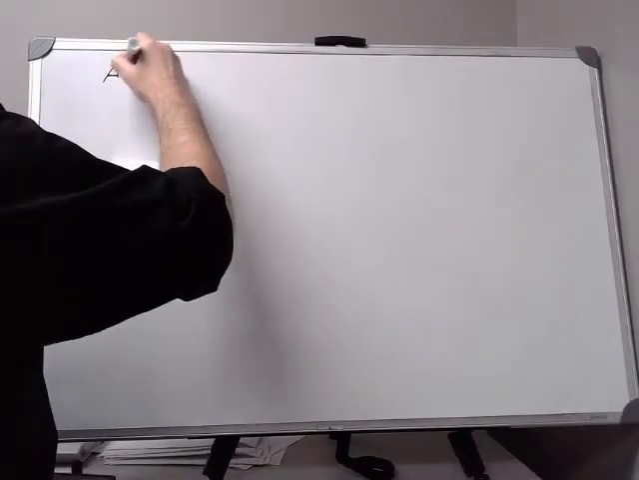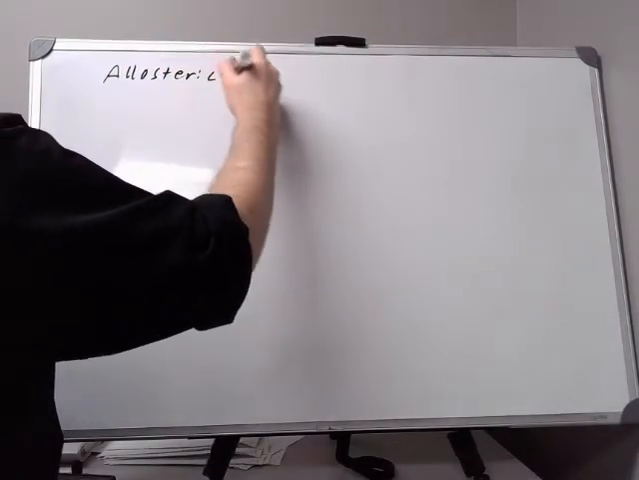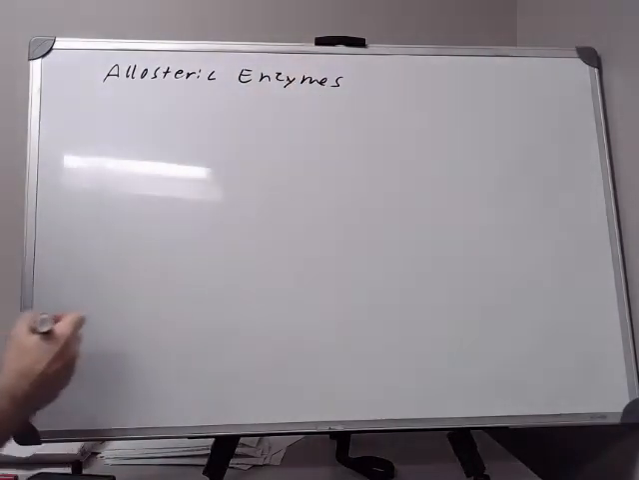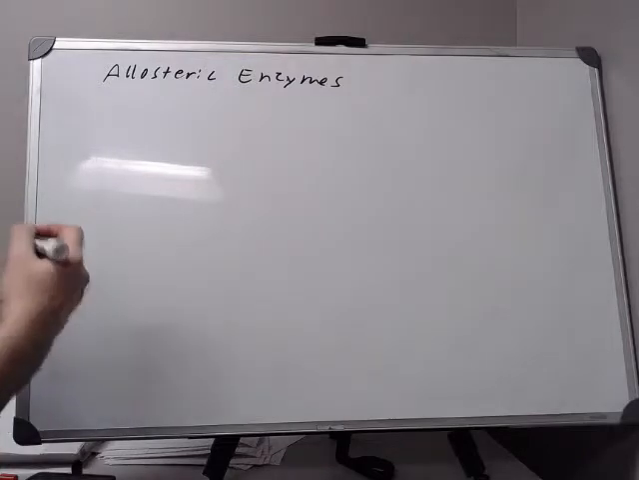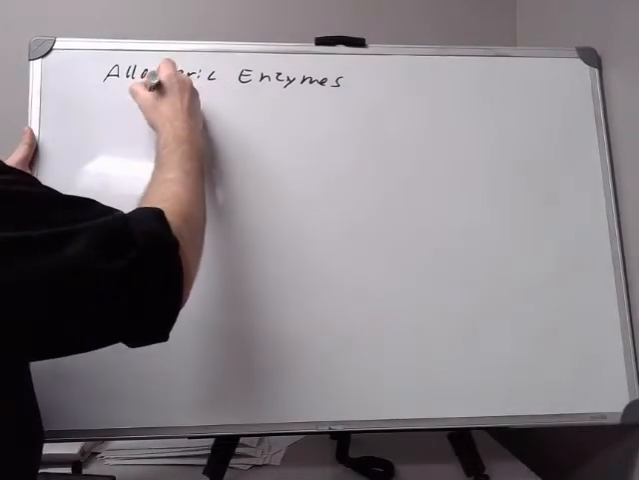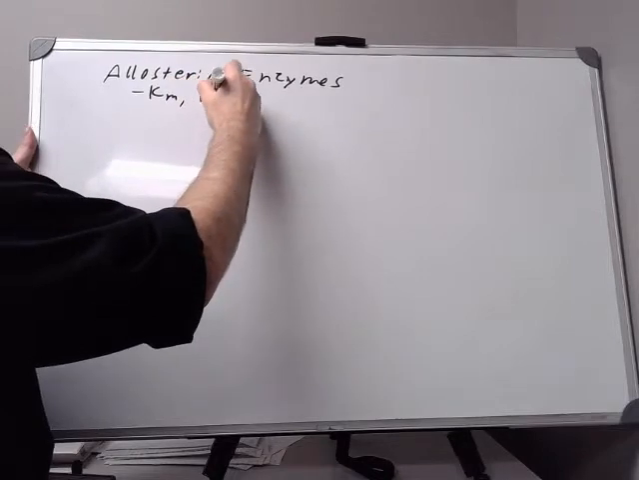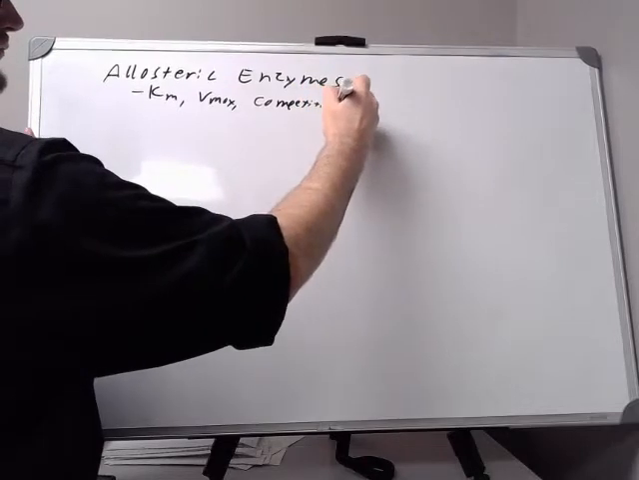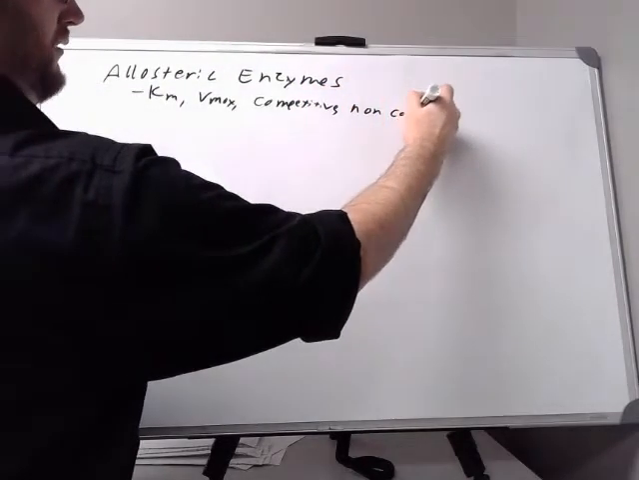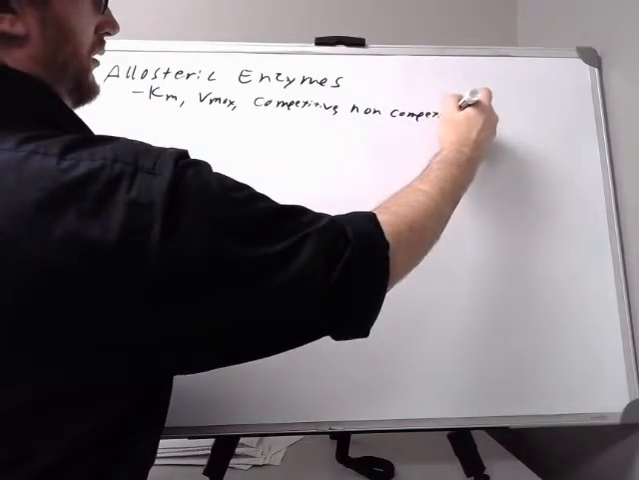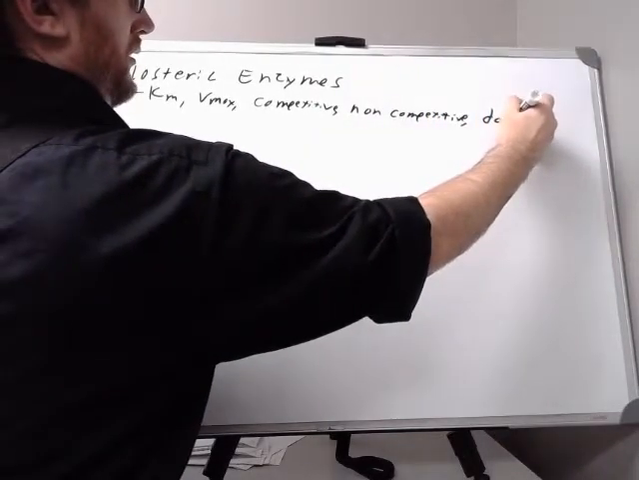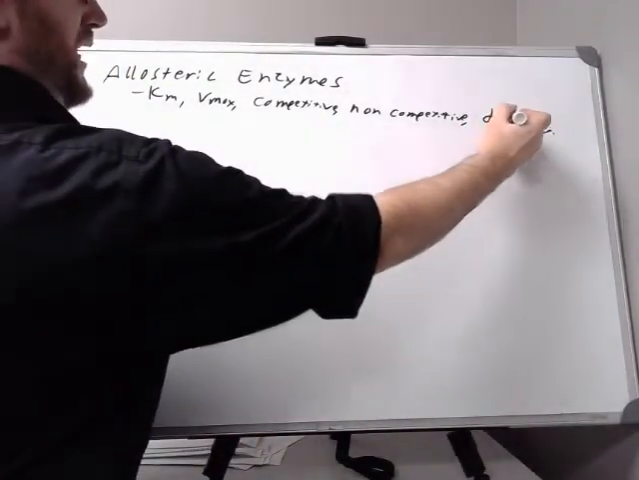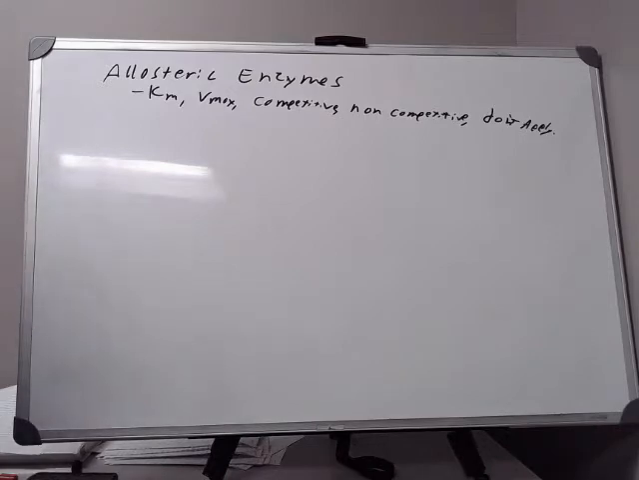So we'll discuss the other class of enzyme. That would be the allosteric enzymes. And when it comes to allosteric enzymes, terms like Km, Vmax, competitive, non-competitive don't apply, because it's a different type of enzyme. It follows different rules.